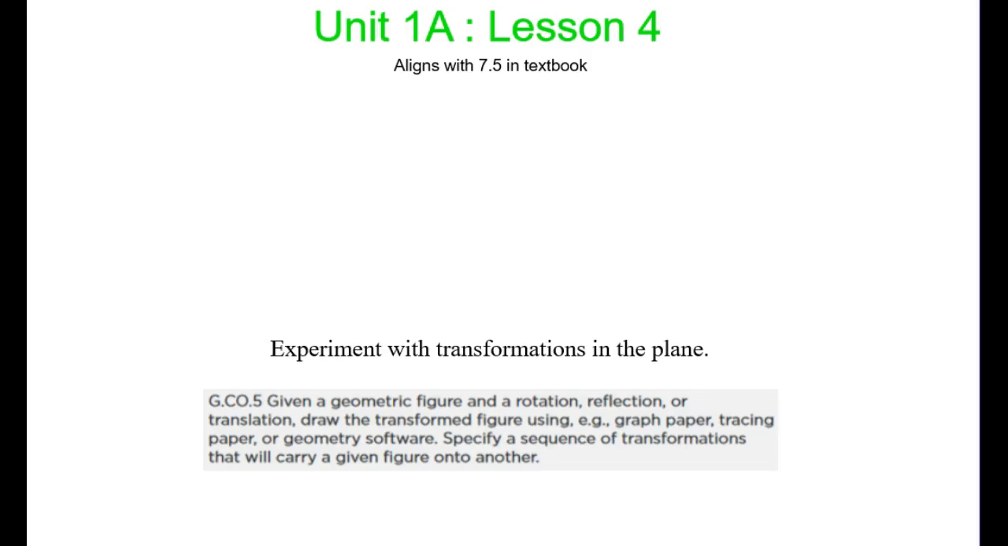Unit 1A, Lesson 4. This lesson would align with 7.5 in your textbooks. The standard we're going to focus on in this lesson is, given a geometric figure and a rotation, reflection, or translation, draw the transformed figure using graph paper, tracing paper, or geometry software. And then we're going to specify a sequence of transformations that will carry a given figure onto another.